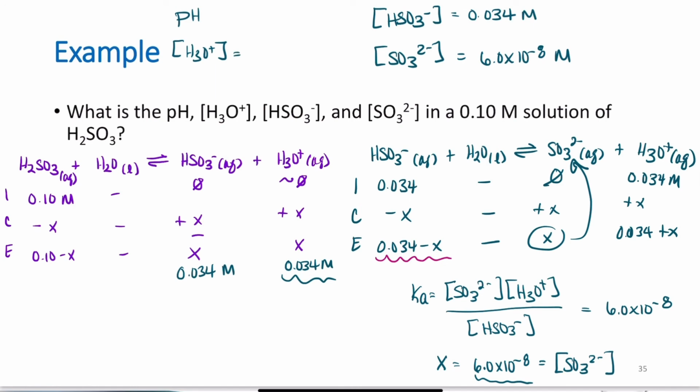My H3O plus concentration is equal to 0.034 molar plus x. Again, x is so small, it makes no bearing on the calculation. And my hydronium concentration is 0.034 molar as well. And pH is equal to negative log of that hydronium concentration. So negative log 0.034 overall gives me a pH of 1.47.